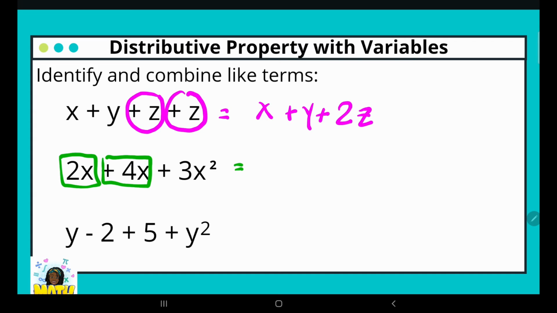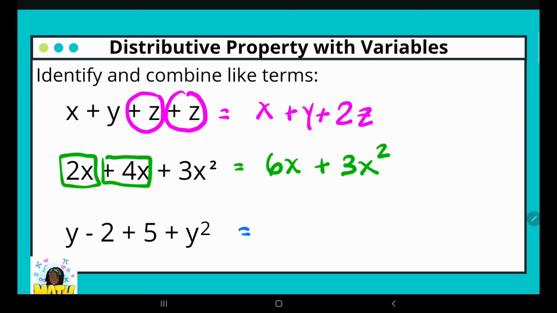So when I simplify that, I get 6x plus 3x squared. I can't do anything further. I've simplified it, and that's as much as I can do. Now let's take a look at the third example.